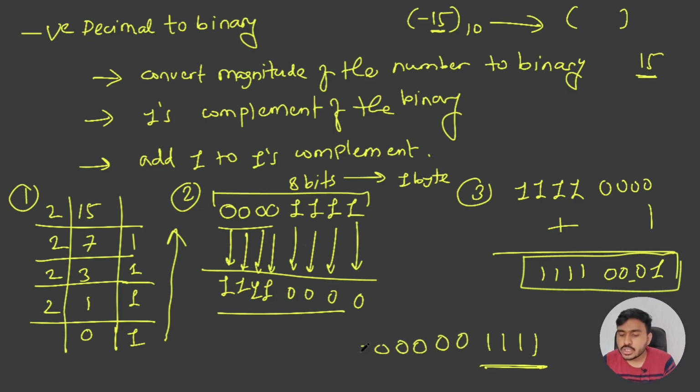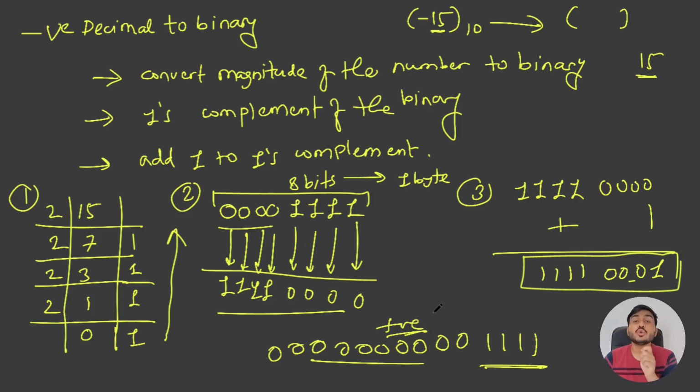It's not going to change its value. You can add any number of zeros on the left hand side in case of a positive number. In case of a negative number, you cannot add any number of zeros on the left hand side. In case of a negative number, you can add any number of ones on the left hand side, and it's not going to change the value of that number. This is a very important point. Right now you may not be getting a sense out of it, but this is very important.